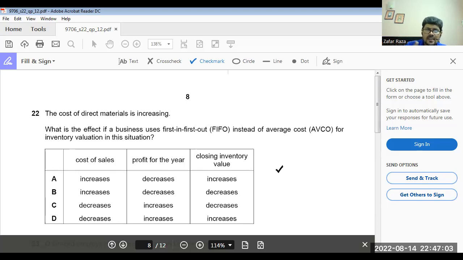FIFO will give you less cost of sales. Okay, first in, first out. Because what happens, the inventory which comes later will have a higher price. So we don't include the inventory which is coming later. We only include what is coming earlier. So cost of sales is decreasing, it means profit is increasing, and value of closing inventory is also increasing. So D option should be the answer.